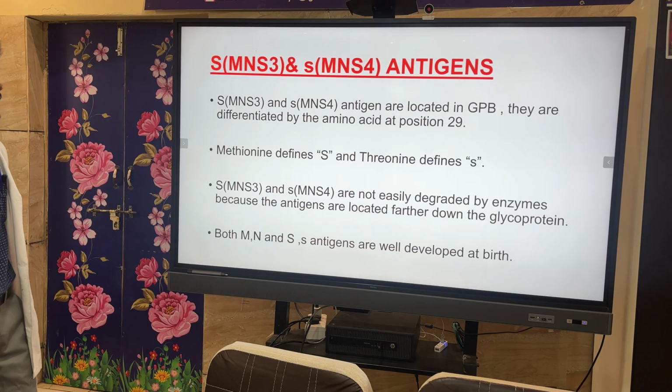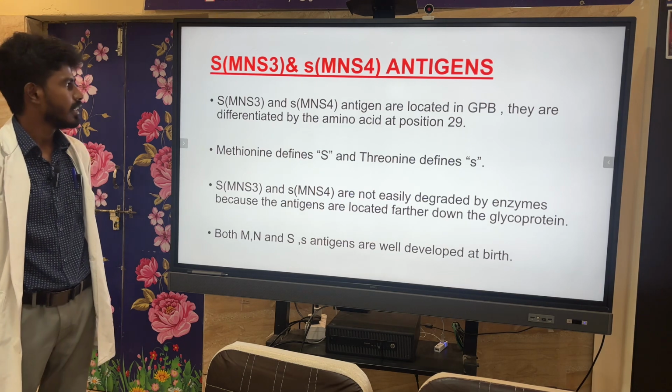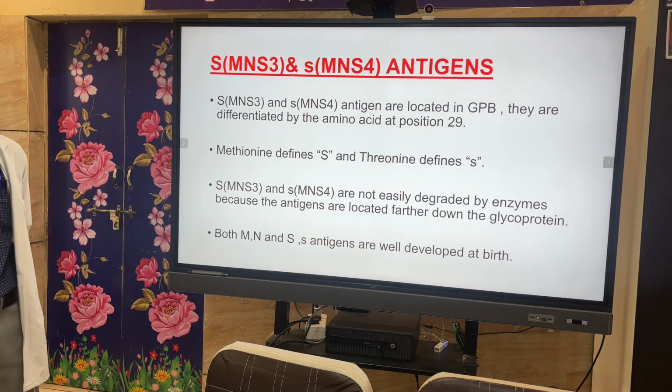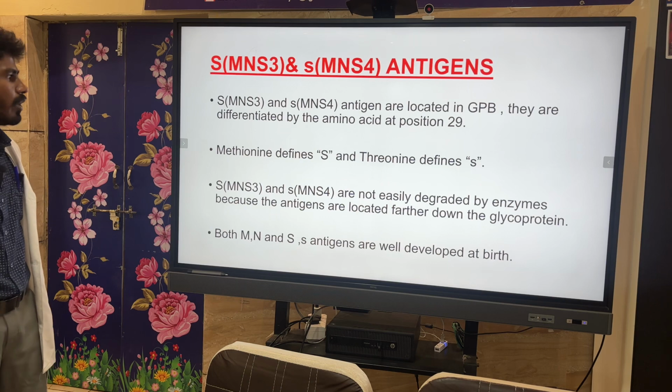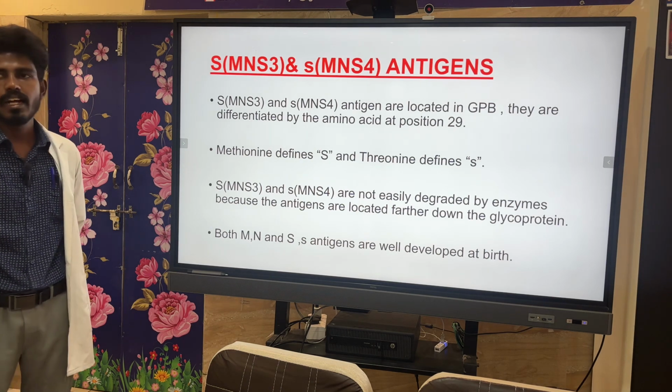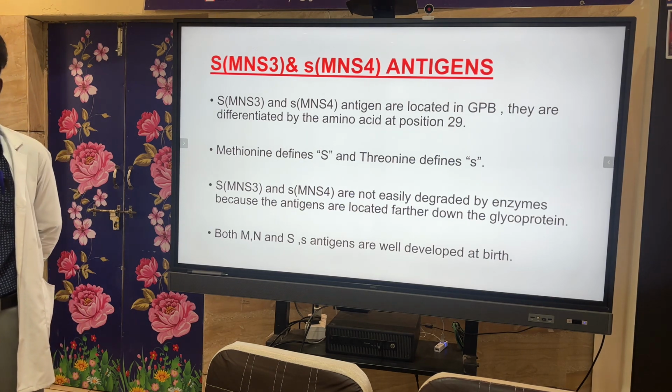Capital S and small s antigens. Capital S and small s antigens are located on glycophorin B. They are differentiated by the amino acid at position 29. Methionine defines capital S and threonine defines small s antigen.